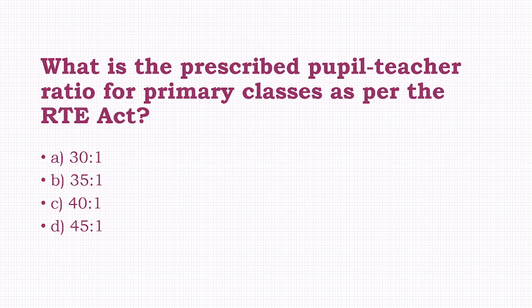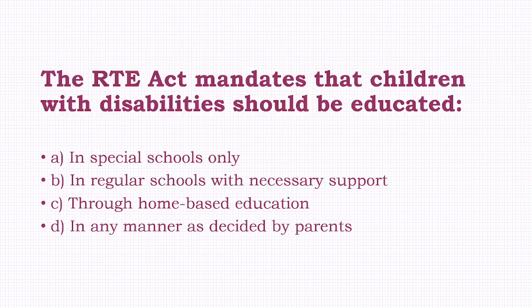What is the prescribed pupil teacher ratio for primary classes as per the RTE Act? Options: 30:1, 35:1, 40:1, 45:1. Answer of this question is option A, that is 30:1.